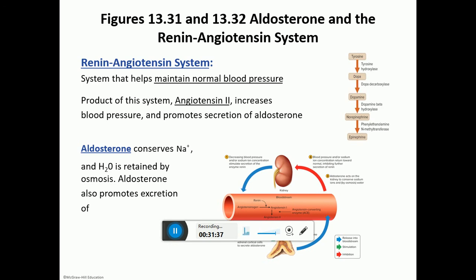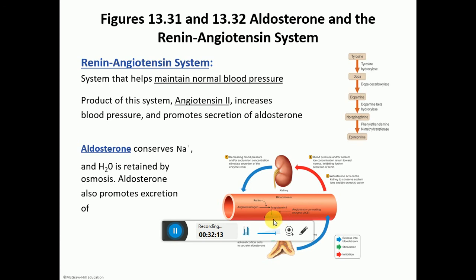You can see here that angiotensinogen is a protein that is normally circulating in the bloodstream. When the blood pressure decreases, that leads to activation of angiotensinogen into angiotensin 1 through renin, and that renin comes from the kidney. Then angiotensin 1 is activated into angiotensin 2 through what is known as an ACE enzyme, or angiotensin converting enzyme, and that occurs in the lungs.